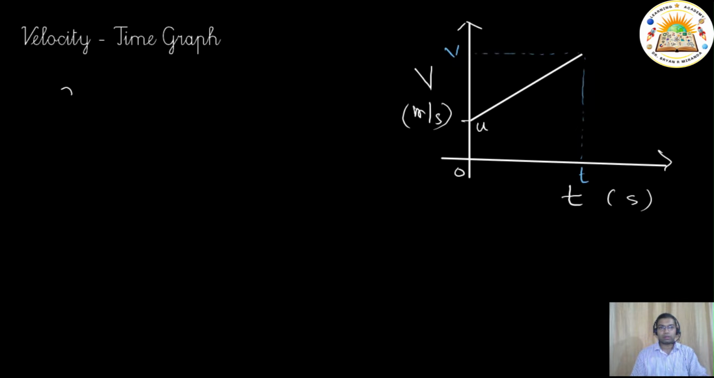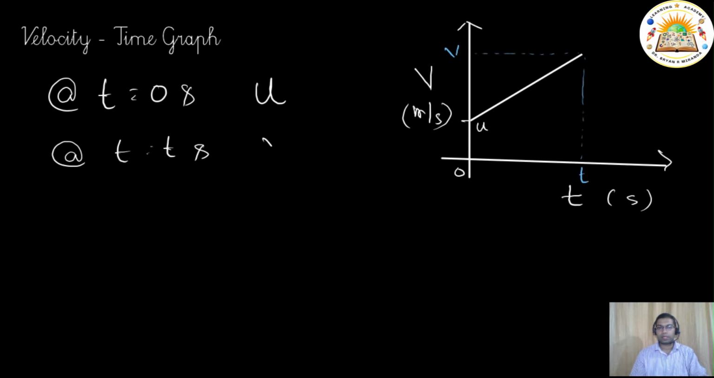So at time is equal to 0 seconds, u is the initial velocity. At time is equal to t seconds, v is the final velocity.